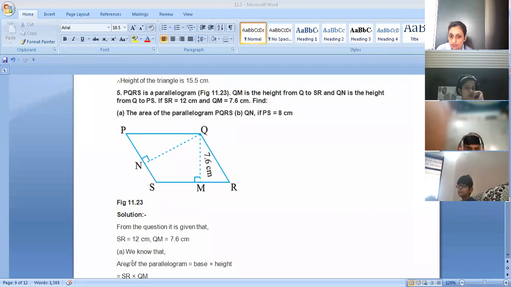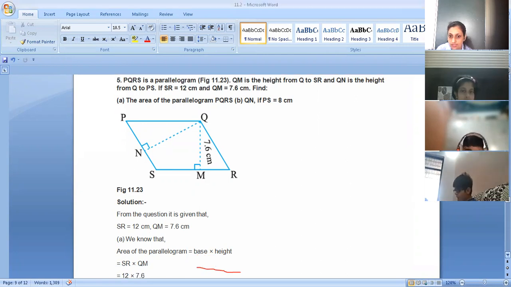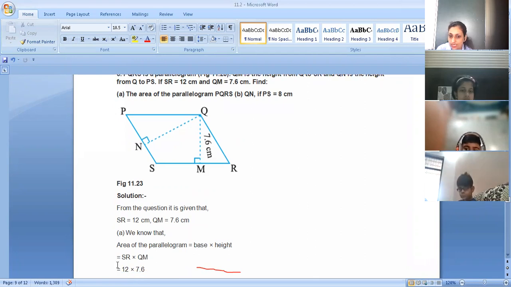So for the area of the parallelogram, the formula will be base into height. Write down the formula, and given SR 12 and QM 7.6, when you multiply SR with QM, you will get the area of the parallelogram. So multiply the values and tell me the answer. What value will you be getting?